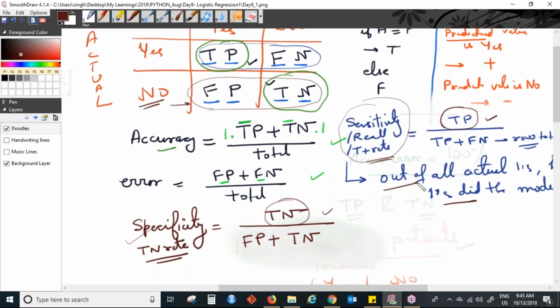Okay. So the interpretation is similar. Instead of actual ones, you write actual zeros, and instead of predicted ones, you write predicted zeros, because this is measuring zeros. Okay, this is your predicted zero, this is your actual zero.